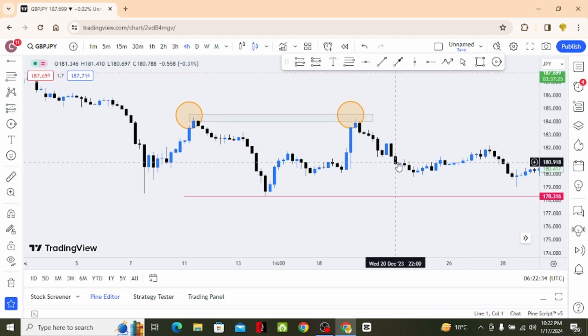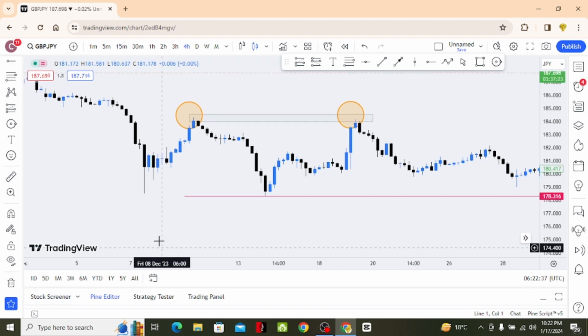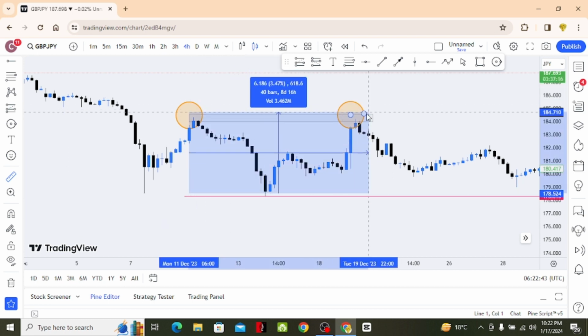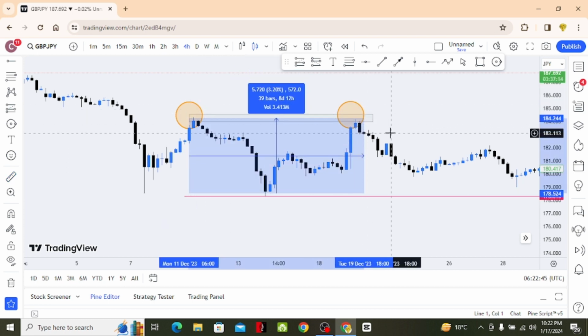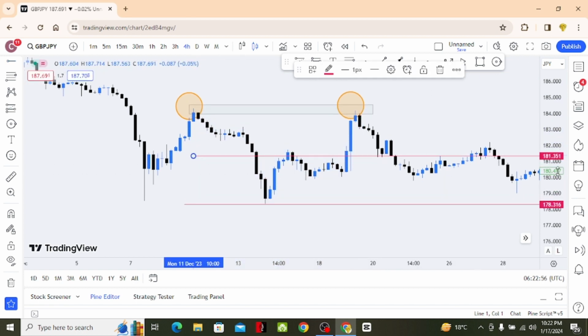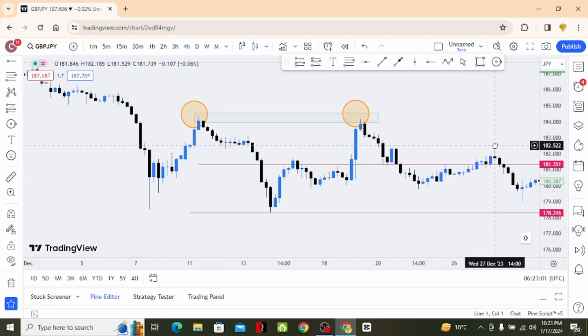Okay guys, once you've done that, the next thing you want to do is to bring out your ruling tool, and you're going to draw from the neckline to the second top. Okay, so what we want to do next is to mark the 50% of our ruling tool. Once you've done that, the next thing you want to do is to go to the 1 hour time frame for your entry.